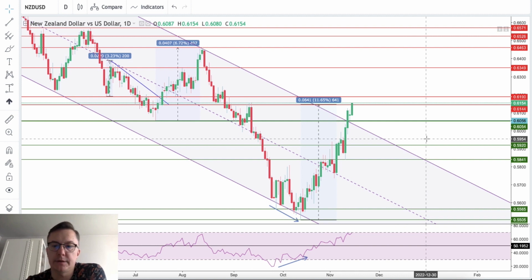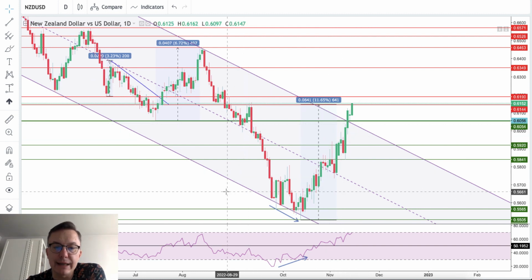So if the breakout out of the channel, because that's the most important thing, is of course extended above 6,190 pips, that will be a decisive breakout, and we can say that the market is making a very nice comeback, and there are chances for more levels to the upside to be hit.